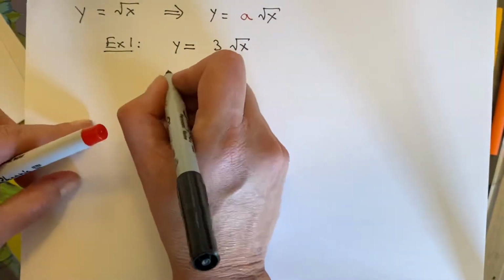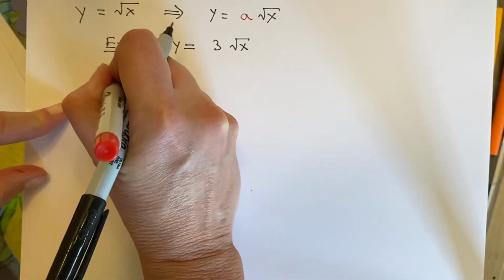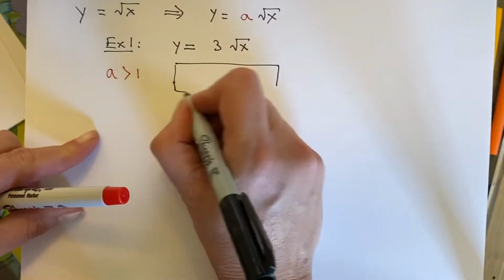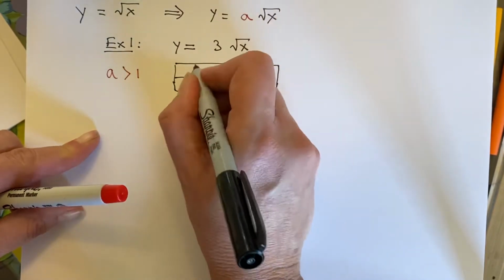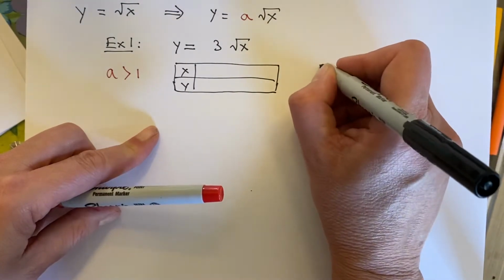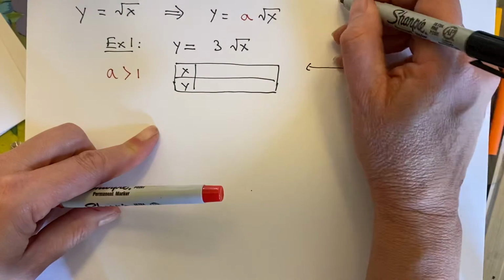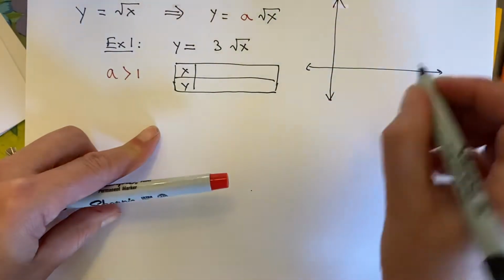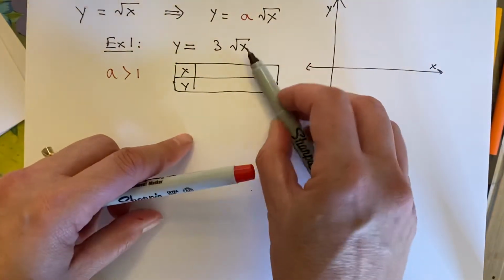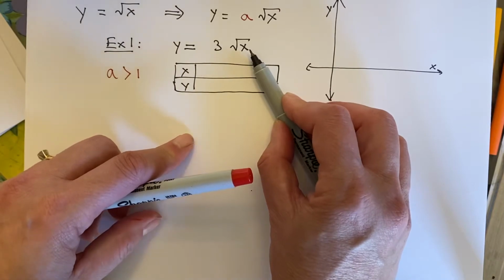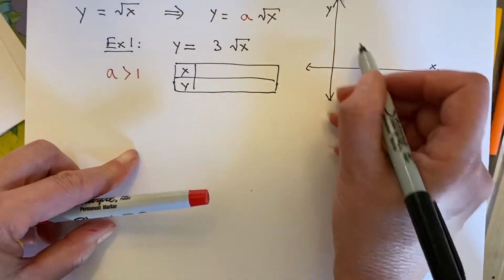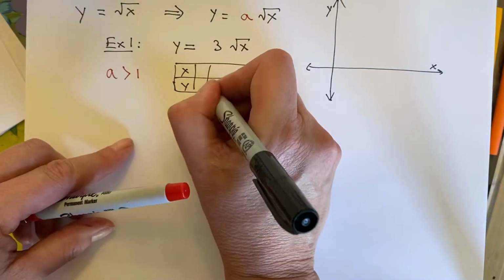Well, in this situation, a is greater than 1. I'm going to draw my table, and I'm also going to draw a graph over here as I find my values. And if you'll remember, with a square root function, you cannot put a negative number in for x, because if I put in a negative number for x, it's undefined, right? I can't get a solution. So that means I'm only really talking about positive x values. So let me start.